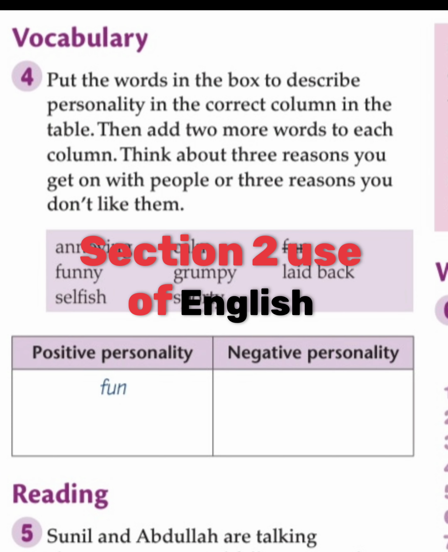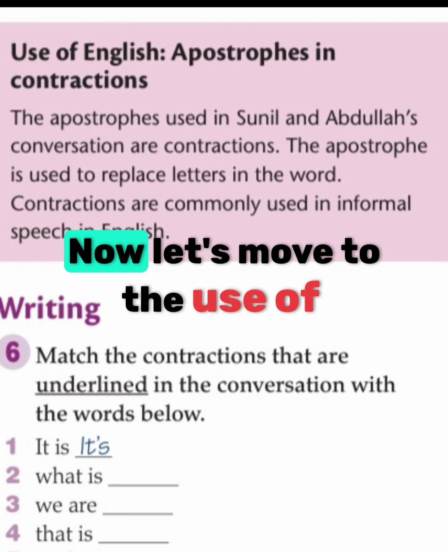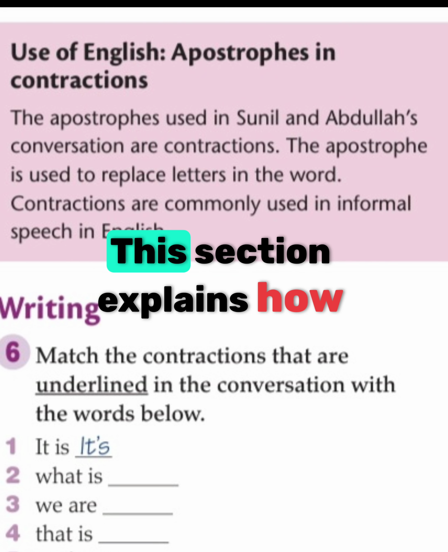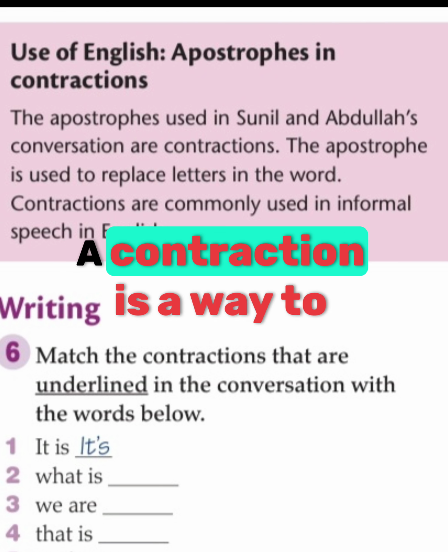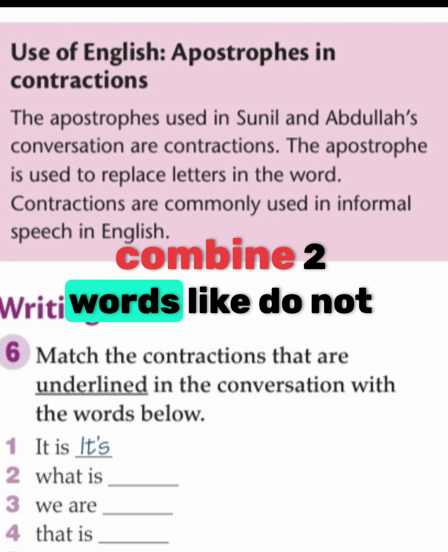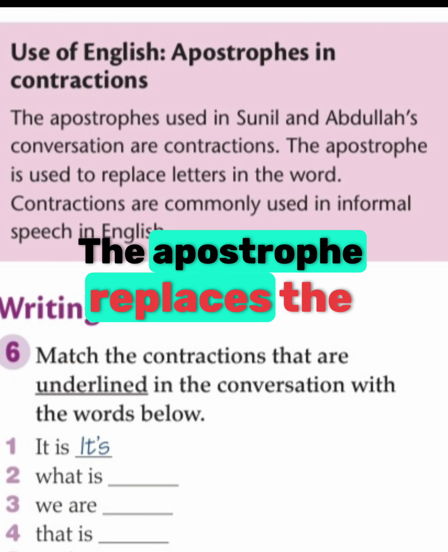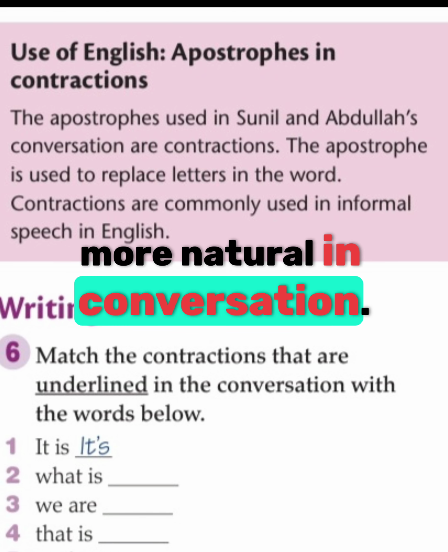Section 2. Use of English, apostrophes in contractions. Now, let's move to the use of apostrophes in contractions. This section explains how contractions work. A contraction is a way to combine 2 words, like do not becoming don't, or we have becoming we've. The apostrophe replaces the missing letters and makes the words sound more natural in conversation.